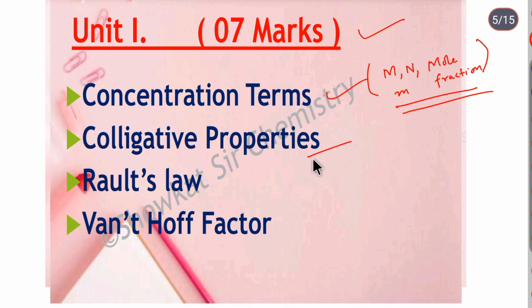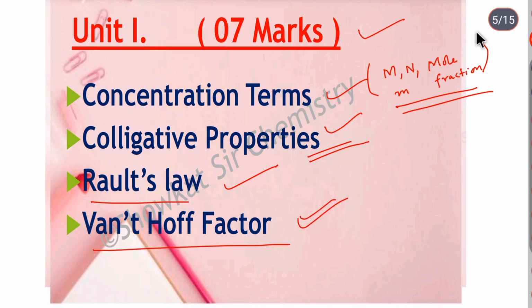Next are the colligative properties, very important. We have the elevation of boiling point and the relative lowering of vapor pressure, isn't it? They are very much important, and you should be able to calculate the molar mass of the solute. Next is Raoult's law, for volatile and non-volatile solute. You should study this. Next is the Van 't Hoff factor. It's very important, and calculation based questions may be asked from this.